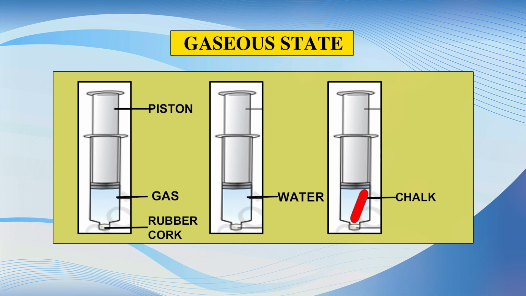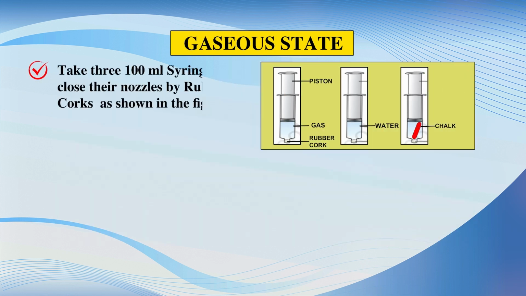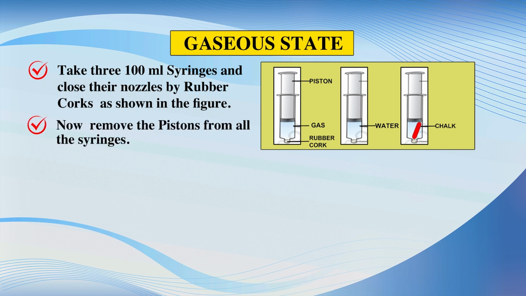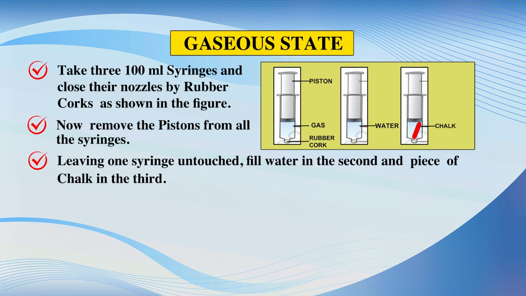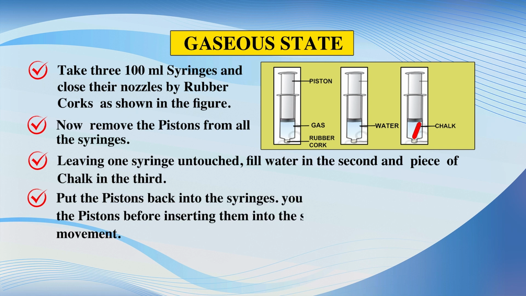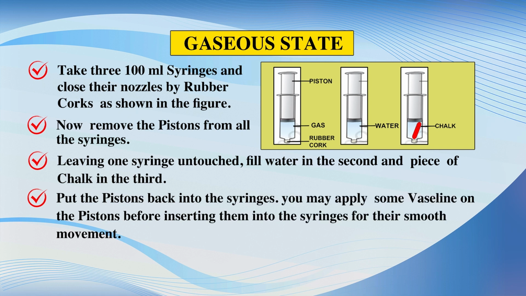To understand the properties of the gaseous state, let us do a small activity. Take 300 ml syringes and close their nozzles with a rubber cork as shown in the figure. Now, remove the pistons from all the syringes. Leaving one syringe untouched, fill water in the second and a piece of chalk in the third. Put the pistons back into the syringes. You may apply some Vaseline on the pistons before inserting them into the syringes for smooth movement.